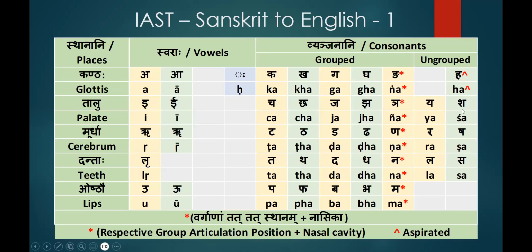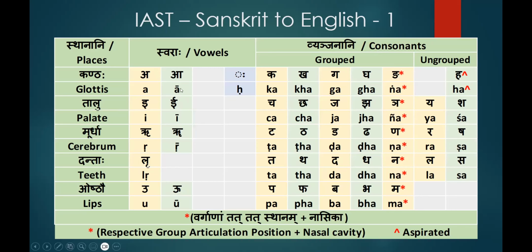Similarly, for sha, you can look at cha, chha, ja, jha, nya, sha. So these are all the sounds coming out of the palate side. The sha, sha and sa are 3 different types of hissing sounds. Now, having given you a rough idea about the consonants, let me give you a little more detailed idea about the vowels.